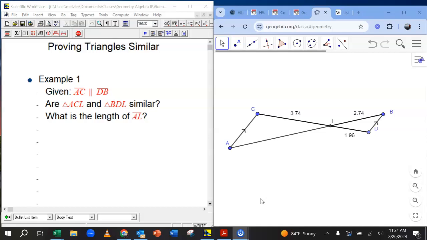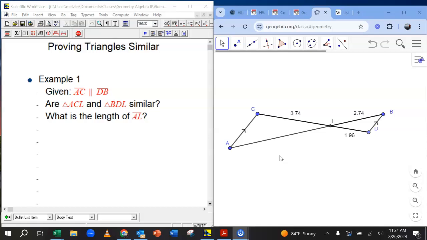Let's do 3 examples of looking at similar triangles. So example 1 is on the right here. We're given that segment AC is parallel to DB, and as it looks like ALB is one straight line, CLD is one straight line. And the question is, can we say that these 2 triangles on the left and right are similar? And can we say that precisely?